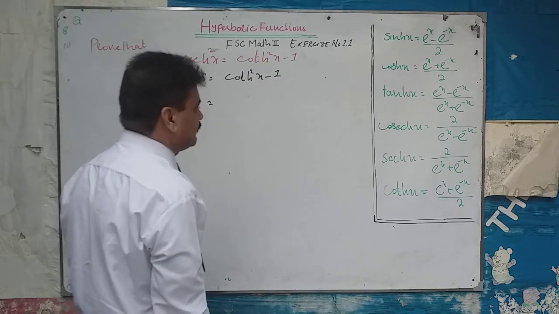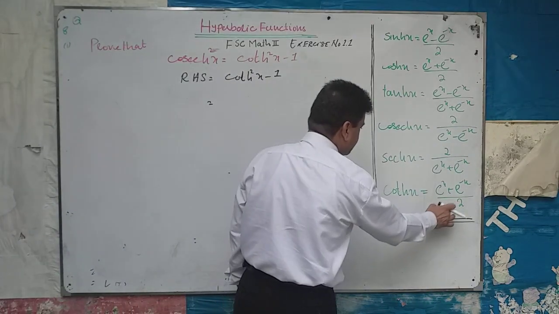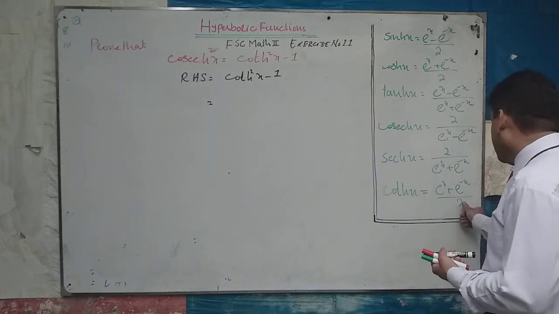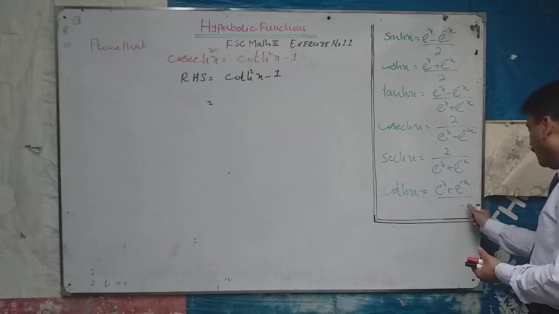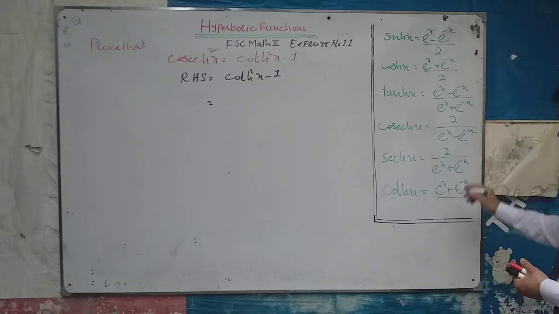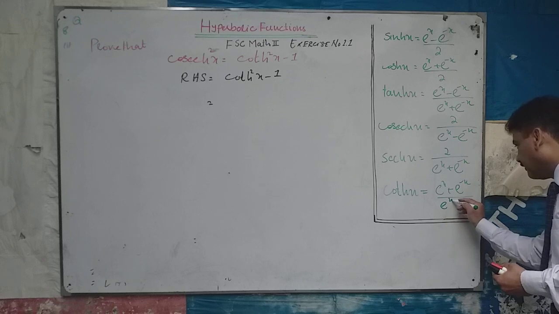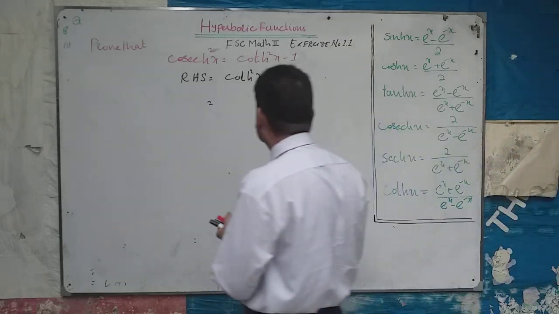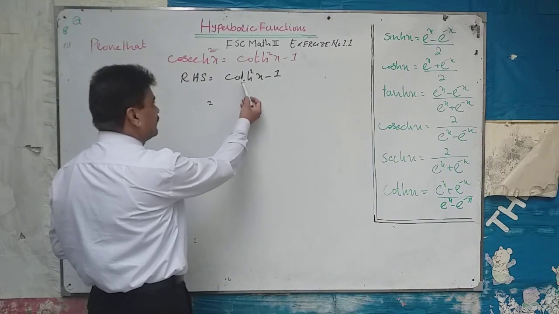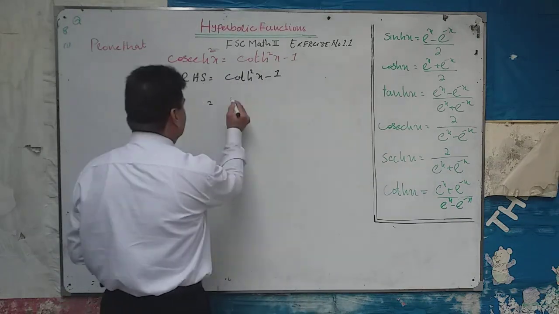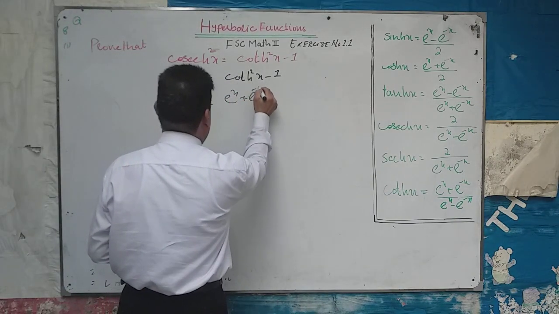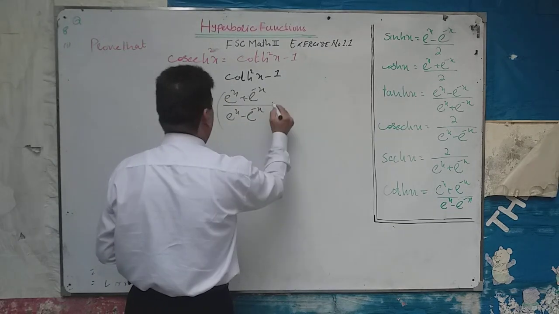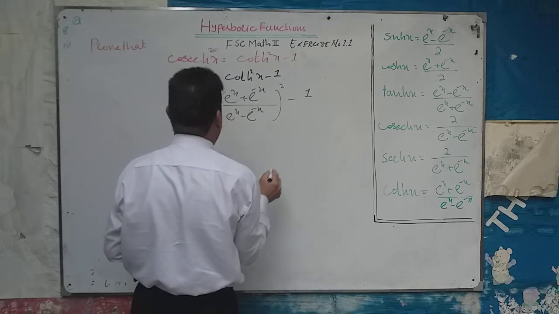The value of cot hyperbolic x, sorry, here we write the value of cot hyperbolic x: e raised power x plus e raised power minus x over e raised power x minus e raised power minus x. This is the value of cot hyperbolic x. So we write the value of cot hyperbolic x is equal to e raised power x plus e raised power minus x over e raised power x minus e raised power minus x whole square minus 1.